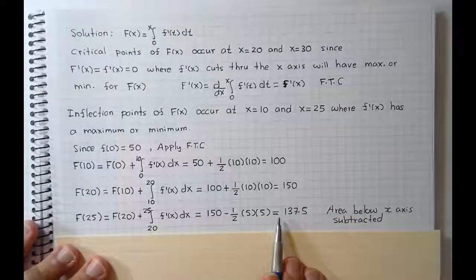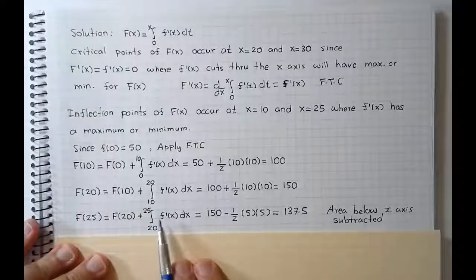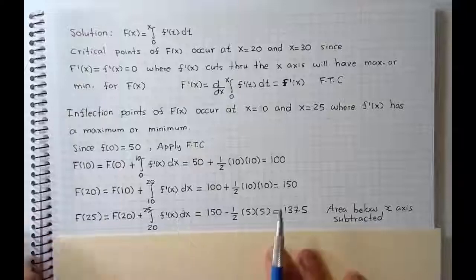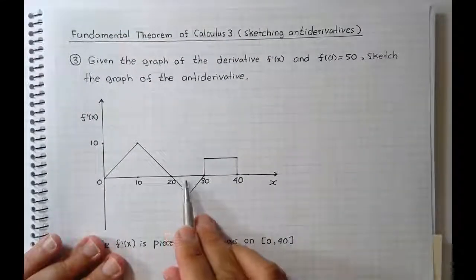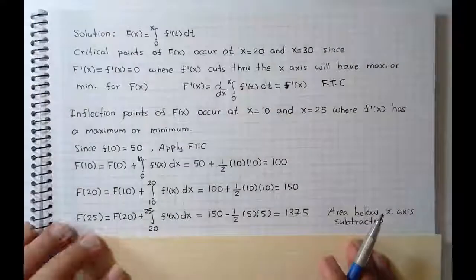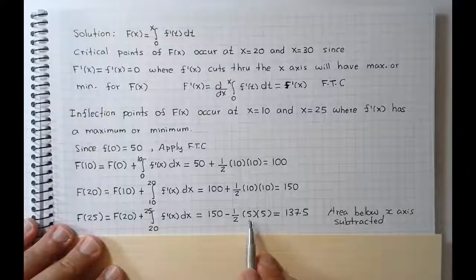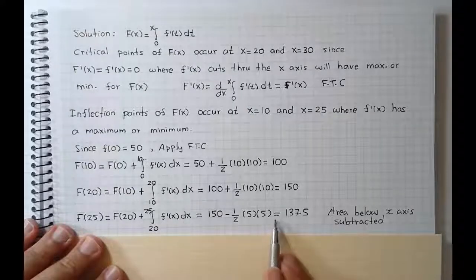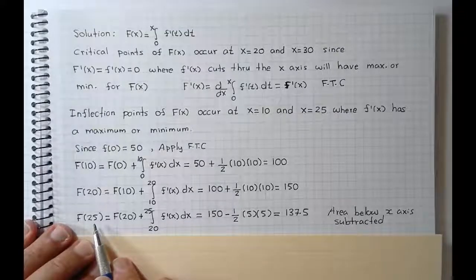Now let's look at F of 25. That's F of 20 plus the integral from 20 to 25 of f prime of x dx. But notice that f prime of x dips below the x-axis from 20 to 25, which means that we have to subtract off the area. So that's going to be 150 minus 1/2 times the base of 5 times the height of 5. That's going to give us 137.5. That's capital F of 25.